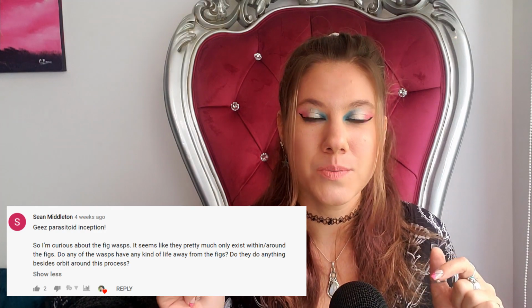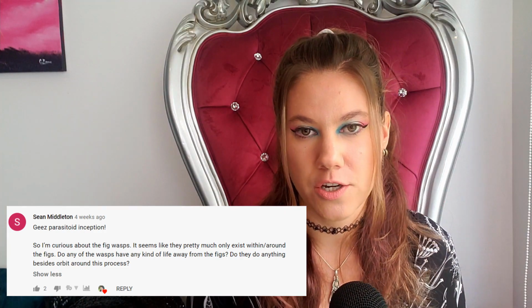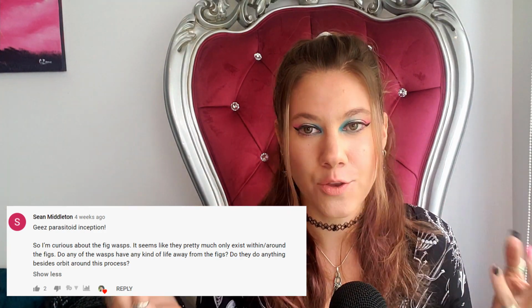Sean asked if the wasps only revolve around this relationship. And that's a really interesting question. On the surface level, yes. These are what are called obligate pollinators. So each fig tree needs its own fig wasp. And the wasp cannot live without the fig tree, and the fig tree cannot live without the wasp.